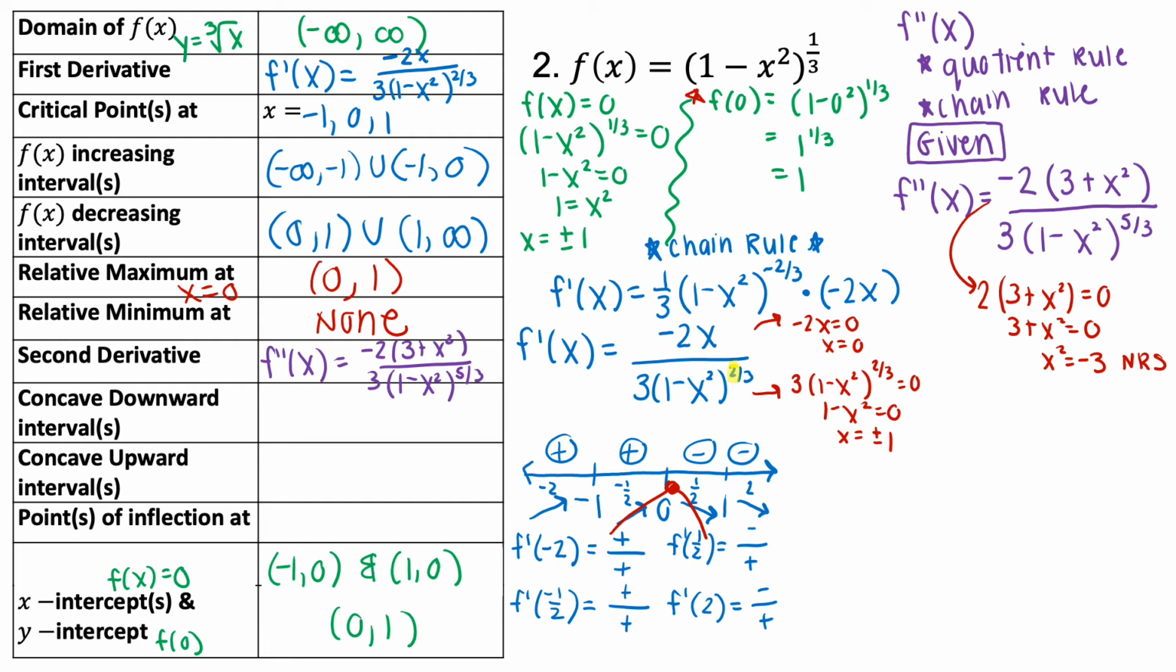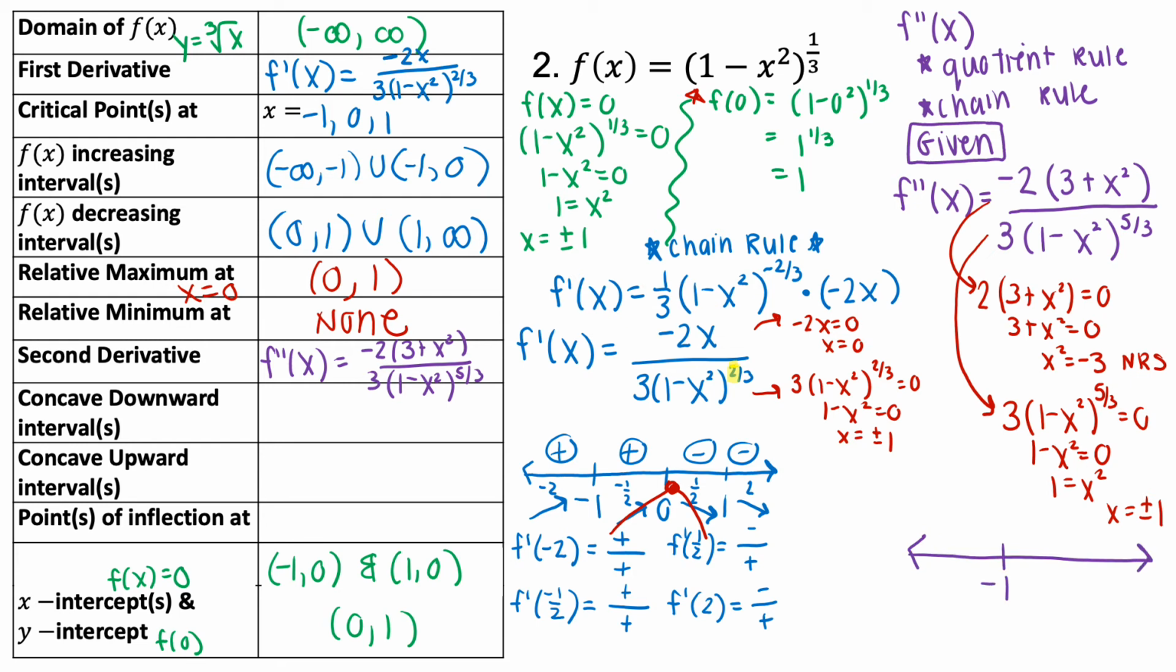However, we also need to investigate our denominator. It's getting a little bit messy. 3 times 1 minus x squared to the 5/3 power equal to 0. Dividing by 3, we're left with 1 minus x squared to the 5/3 equals 0. Using 3/5 as our exponent on both sides, we're left with 1 minus x squared equals 0. So 1 equals x squared, so we get x equals plus or minus 1. So we want to investigate around -1 and 1 in our second derivative. Take note, we got those 2 points from our denominator. So this is where we want to look at.